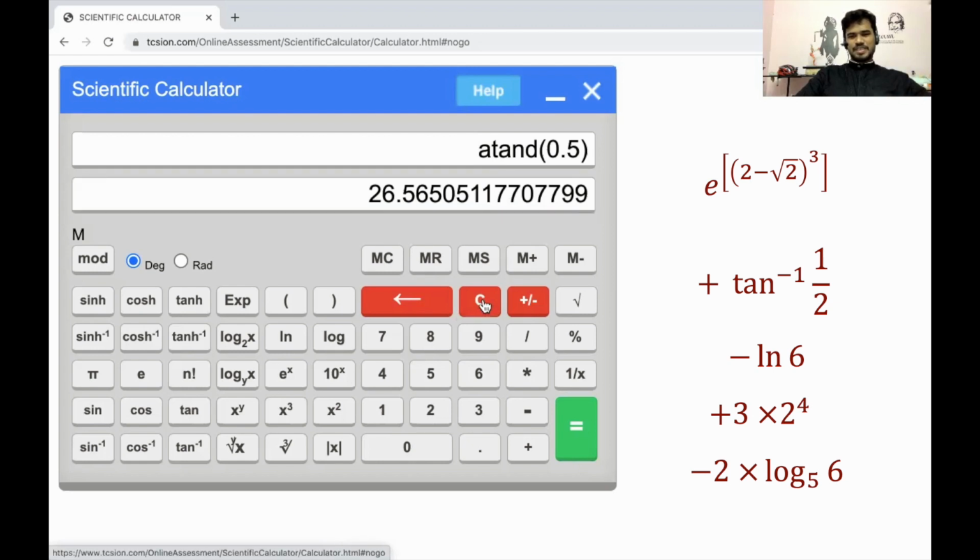Okay, then do ln 6. So do ln 6 and then subtract it, so I do M minus. That's it, I did it. It is log 6 to the base 5.